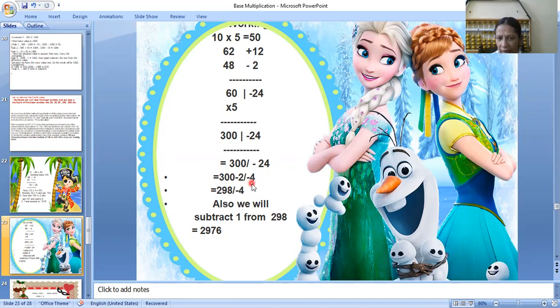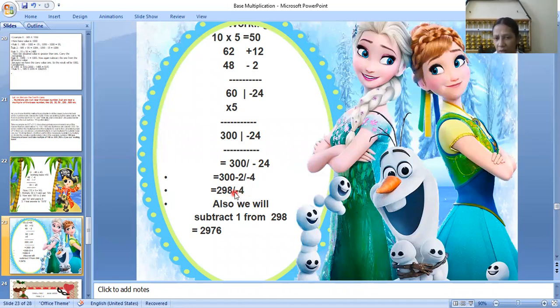And what will be left on the right hand side? Only minus 4 will be left. Because this is minus, here also you will do minus. What is most important here is this sign. Because this sign is minus, you will do minus. And if this sign is positive in any sum, you will put plus. Now 300 minus 2 is 298. Now minus 4 you will write down as it is.